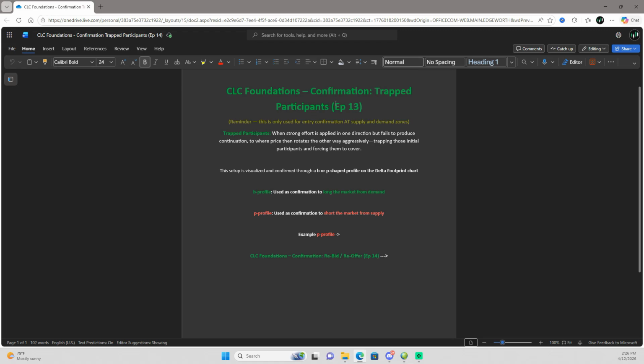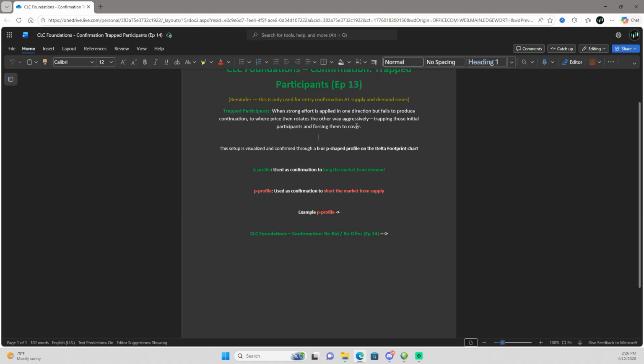So, what is trapped participants? Trapped participants presents itself in the market when strong effort is applied in one direction, but it fails to produce continuation, to where price then rotates the other way very aggressively, and it traps those initial participants that were applying all of that strong effort, and they are now underwater and forced to cover their positions. And so the setup is visualized and confirmed through a B or P-shaped profile on the delta footprint chart.